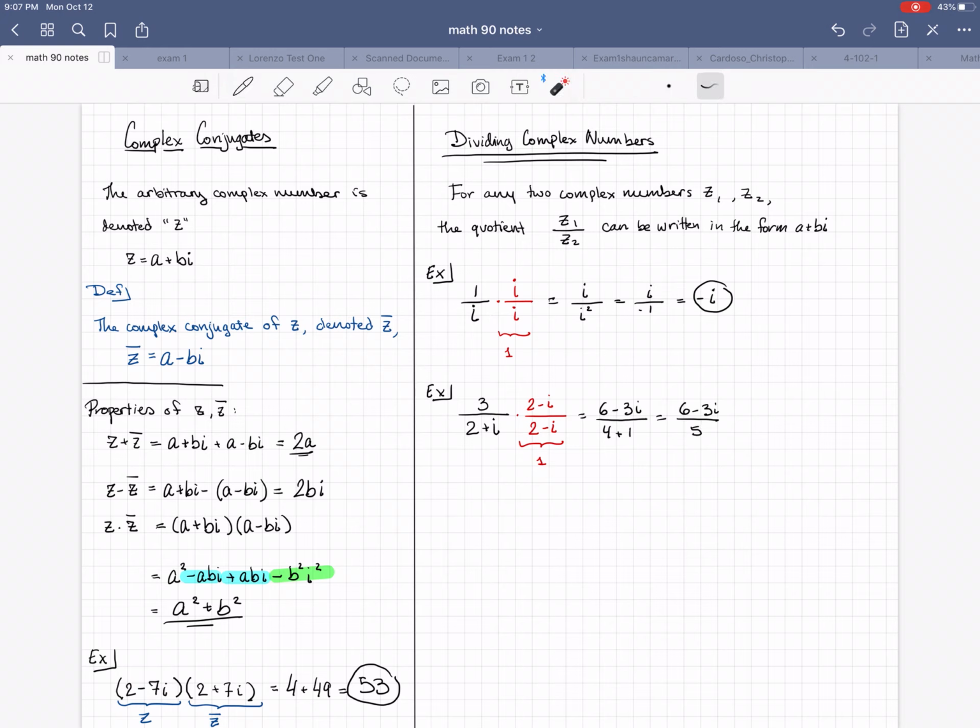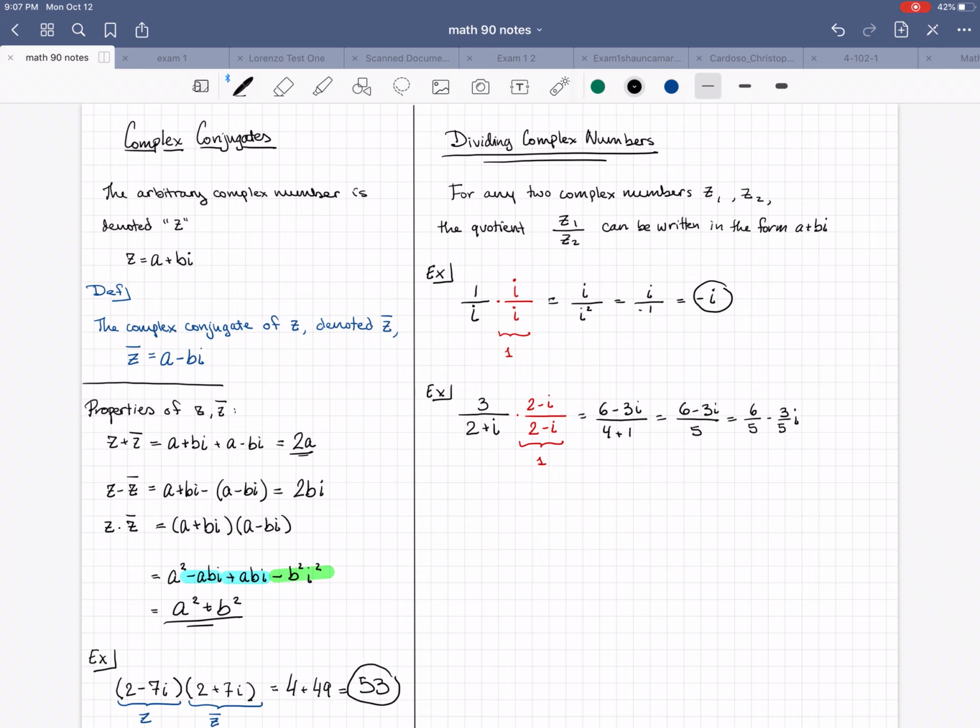Now, I set up here that for any two complex numbers, z1 and z2, the quotient can be written in the form a plus bi. So how do I take this, (6 minus 3i) over 5, and write it in that format? Well, remember, when you're just dividing by 5, you can divide each piece of the numerator by 5. And so you'll have 6/5 minus 3/5 i. Okay, so the real part here is 6/5. The imaginary part is -3/5.